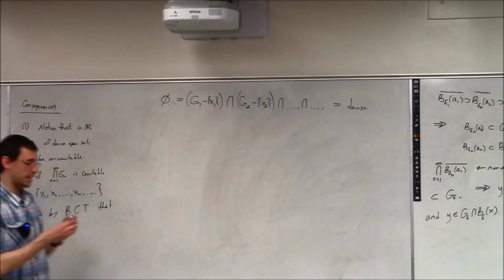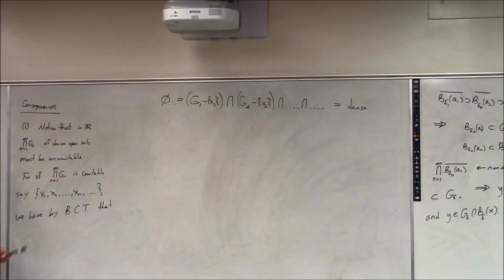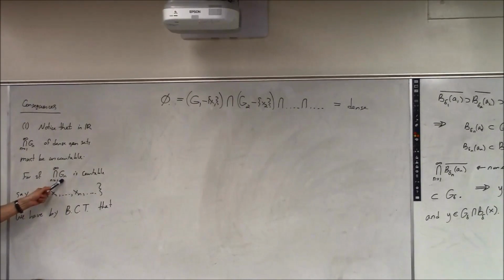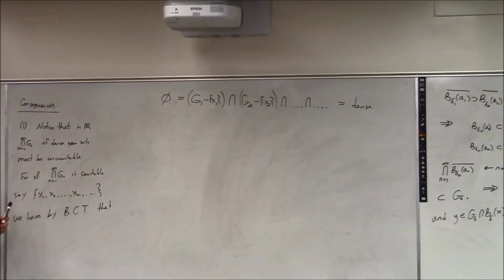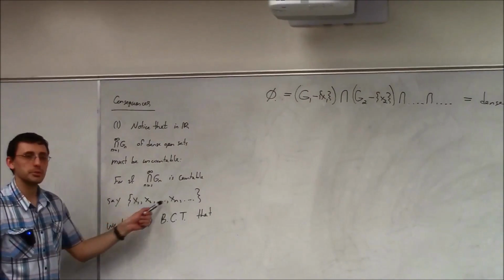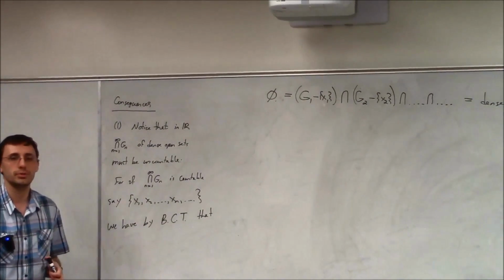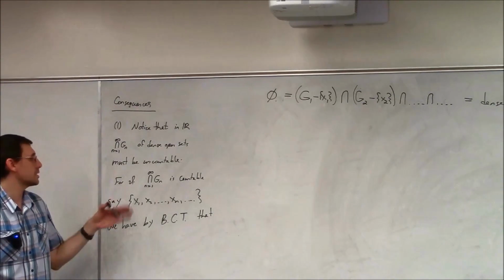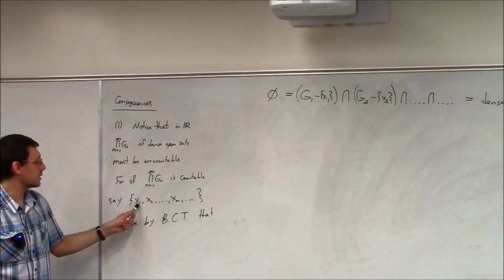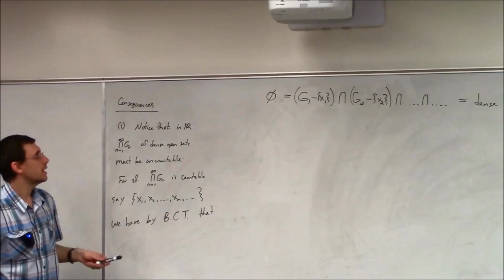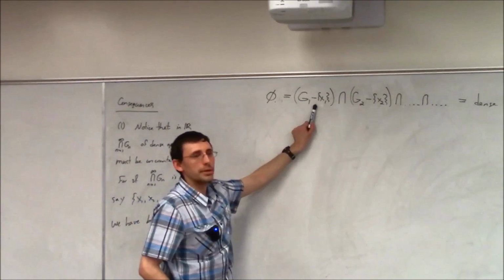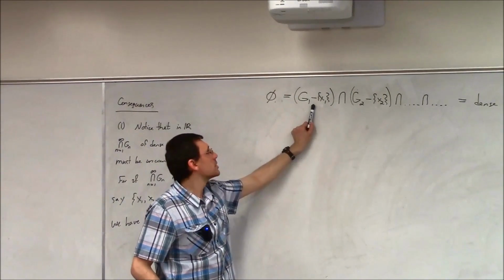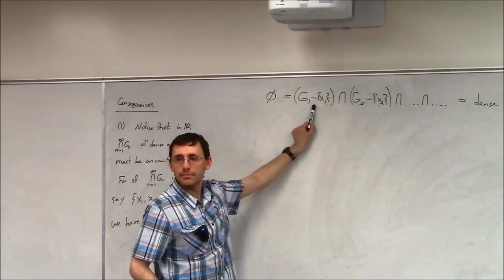Okay, let's just see it again. So we have shown that the intersection of all open dense sets is dense. Now suppose that this intersection is a countable set. Let's say suppose that this intersection is Q. Then I can list the elements x1, x2, xn, etc. Now, is this set open? Is G1 minus x1 open?